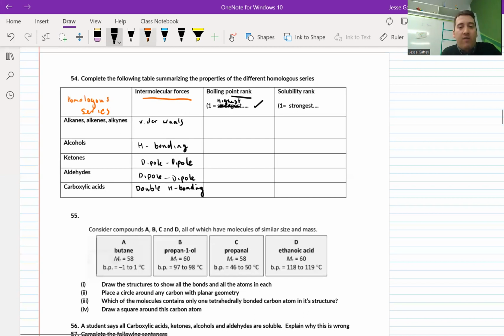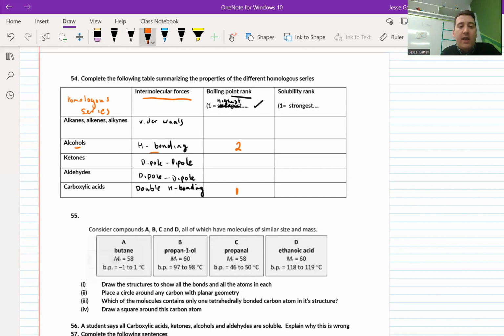Okay, so what we should have done here for boiling point rank is definitely the highest boiling point here is the carboxylic acids with the double hydrogen bonding. So that's going to be number 1. All right, from there, if you haven't tried this already, pause the video and do number 2. Okay, number 2 will be alcohols because they're the ones with single hydrogen bonding. So that's the next highest. After that, then pause the video. What is the next one?